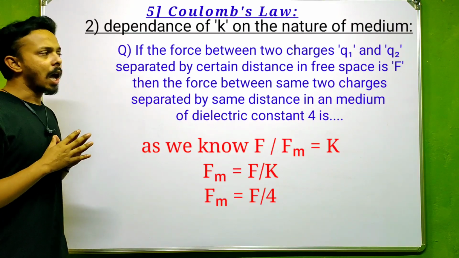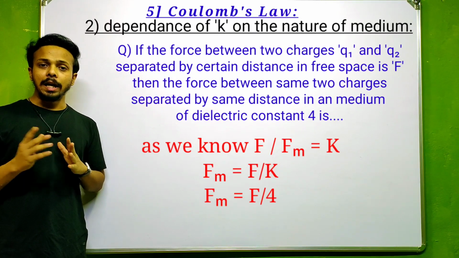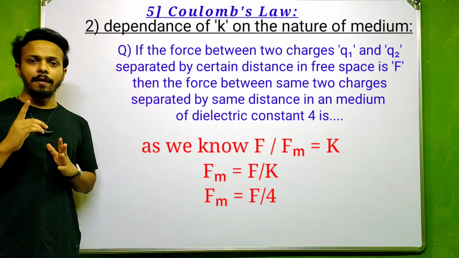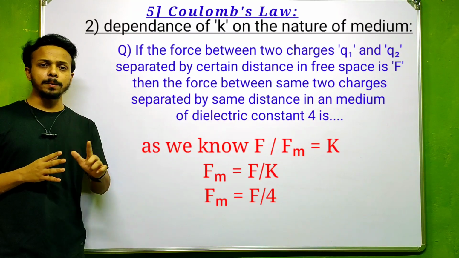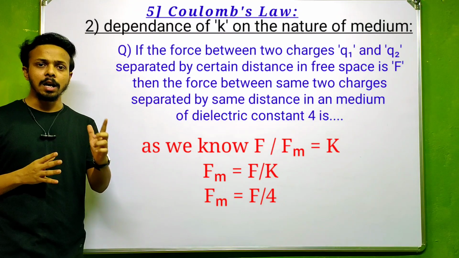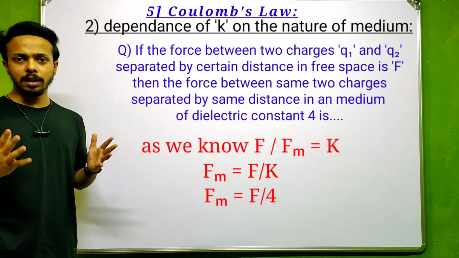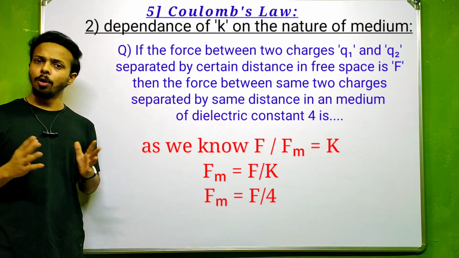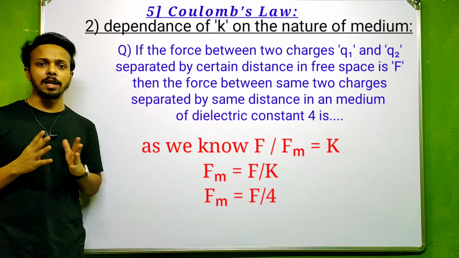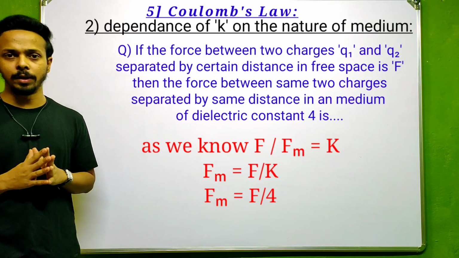We know the formula, Fm is equal to F by K. Here they are giving the value of K as 4. Therefore the new force, the force between the charges when they are present in a medium whose dielectric constant value is 4, is Fm is equal to F by 4. So the correct answer for this is F by 4. You got this one? Such kinds of problems may appear from this.